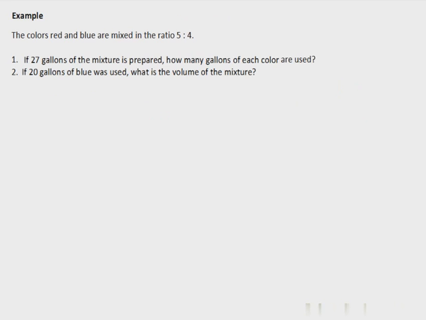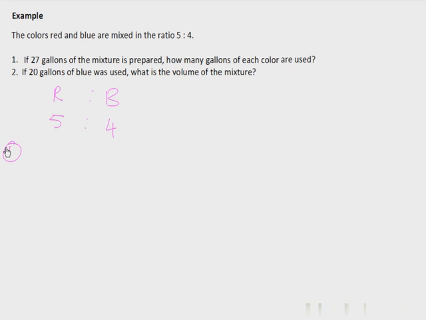Let's now relate ratios to actual numbers. The colors red and blue are mixed in the ratio 5:4. So red is to blue is given as 5:4. Question 1. If 27 gallons of the mixture is prepared, how many gallons of each color are used? So now I'm given the total. The total is 27 gallons. And I need to know in this 27 gallons, how much is red and how much is blue.